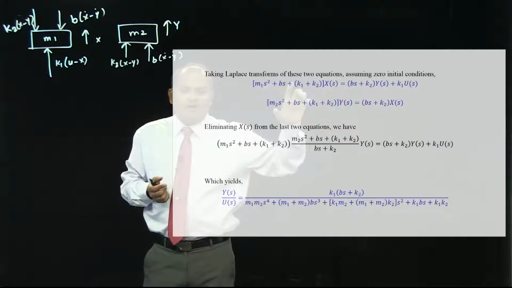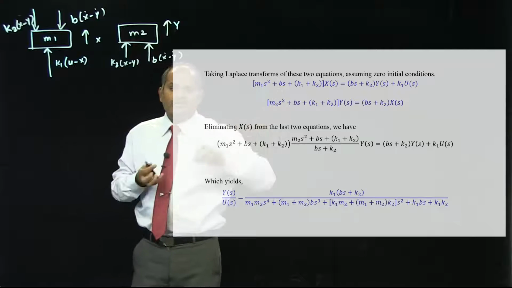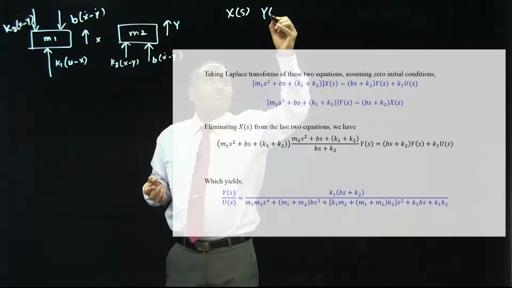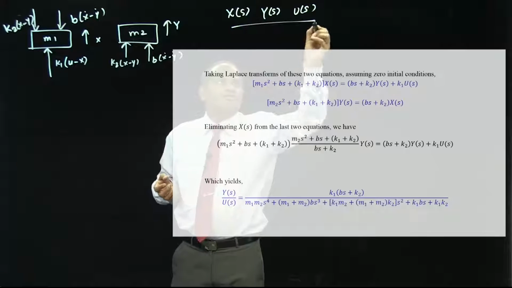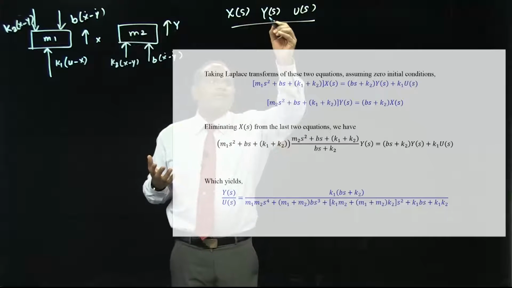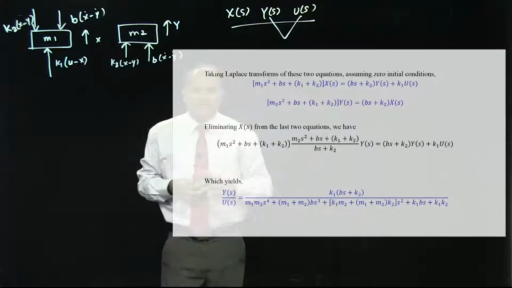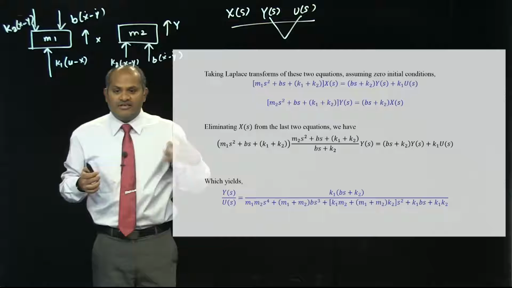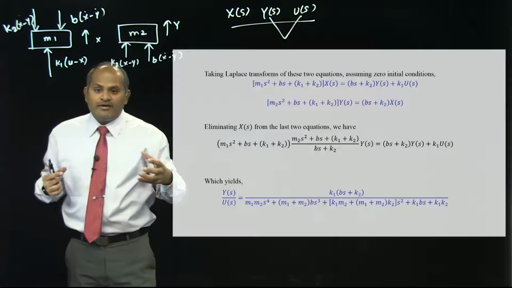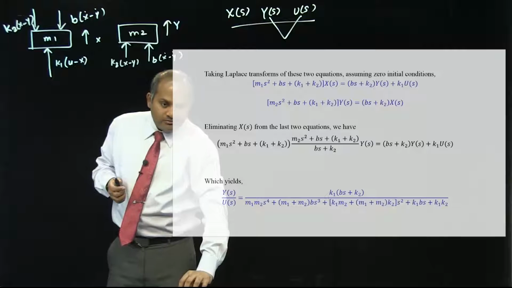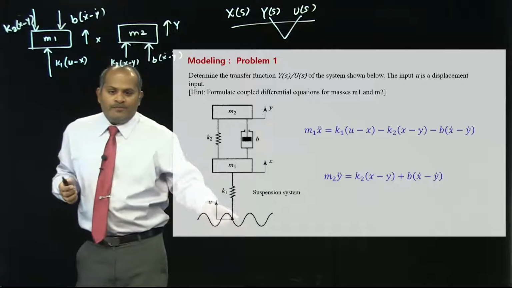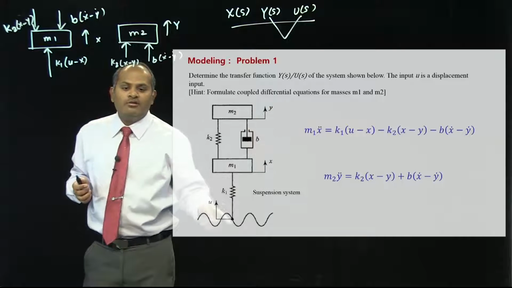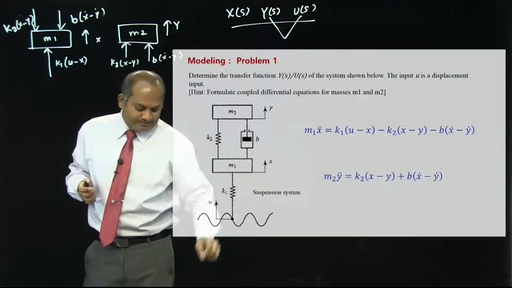Now you get a function in terms of three variables. The three variables are x of s, y of s, and the input u of s. The transfer function is defined between these two, so you have to eliminate x. In coupled differential equations, we might have some intermediate variables. When I say intermediate variables, u produces x, x produces y, but our transfer function is y to u. So, we need to eliminate x.